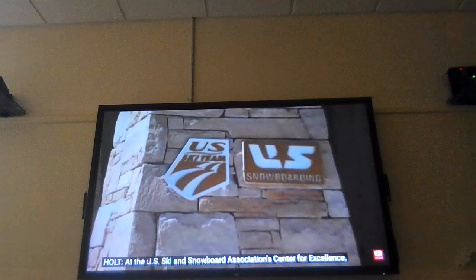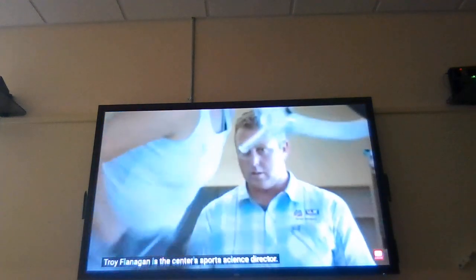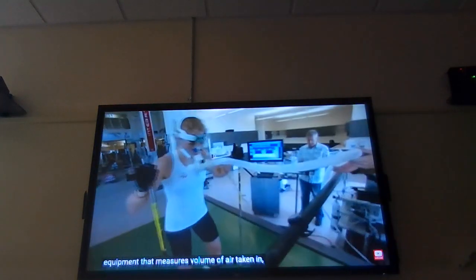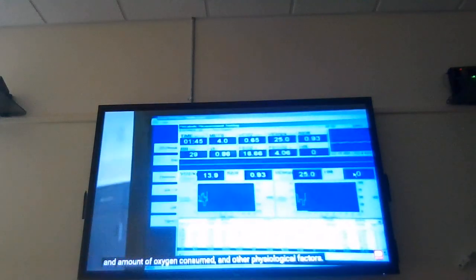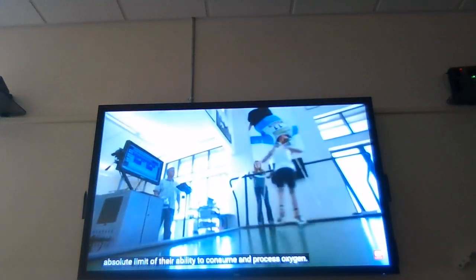At the U.S. Ski and Snowboard Association Center for Excellence in Park City, Utah, athletes undergo VO2 max testing up to 3 times a year, measuring the maximum aerobic capacity. Troy Flanagan is the center's sports science director. We want to know whether that training is actually effective or not, whether it's increasing the size of their aerobic capacity. The test is done on a treadmill with the athlete hooked to special equipment that measures volume of air taken in and amount of oxygen consumed and other physiological factors. It's a quick but painful test because it pushes athletes to the absolute limit of their ability to consume and process oxygen.